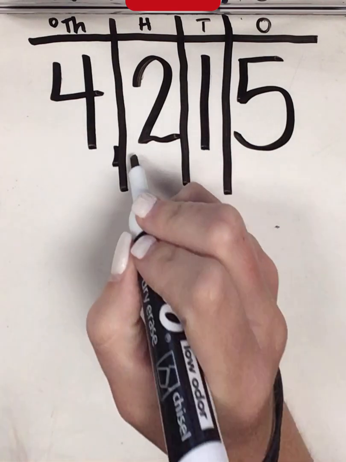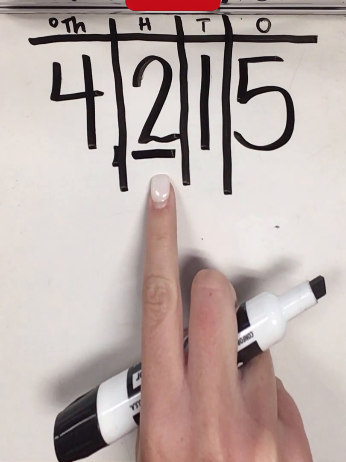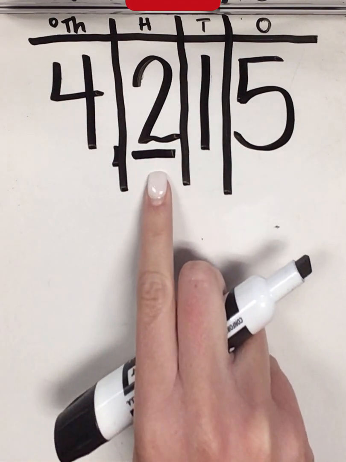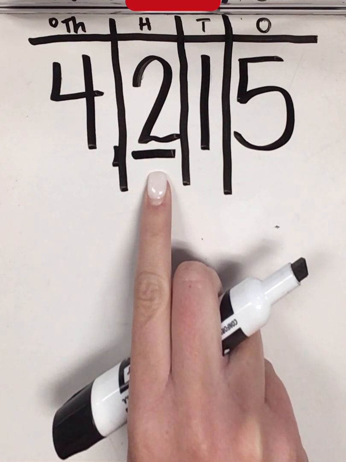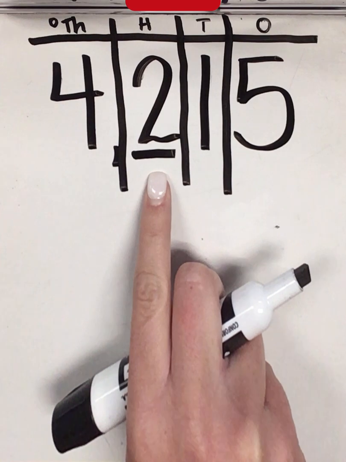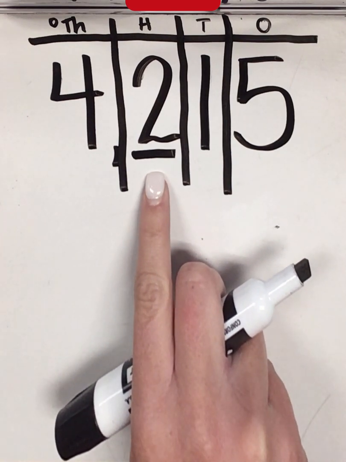So before I go on, I want us to look right here at this 2. I'm going to underline it really quick. I want to know what is the value of this number 2. So our digit is 2, but what is our value? You're right. It is 200. The value of this is 200.